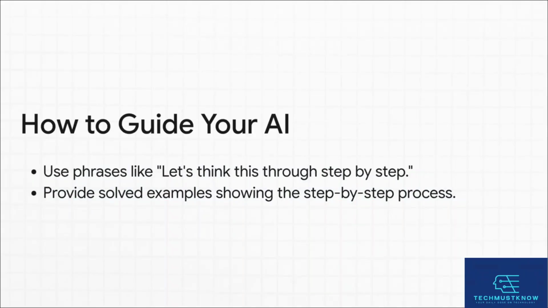So, how do you get this to work for you? It's dead simple. You can just use a direct phrase in your prompt, something like, "Let's think this through step by step," or even just "break this down for me." Another really powerful trick is to give the AI an example or two first. You show it a similar problem that you've already solved step by step. It's like teaching it the exact pattern you want it to copy.